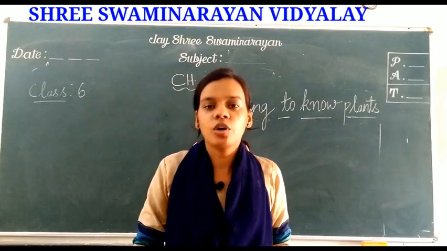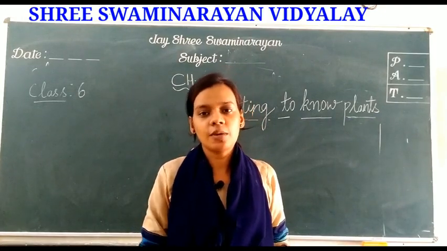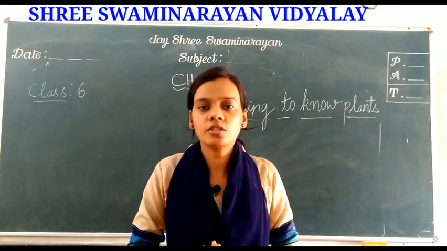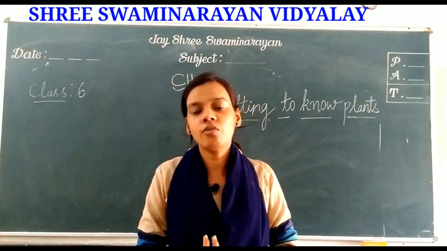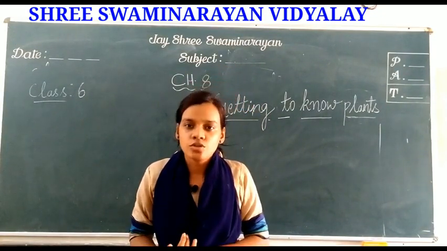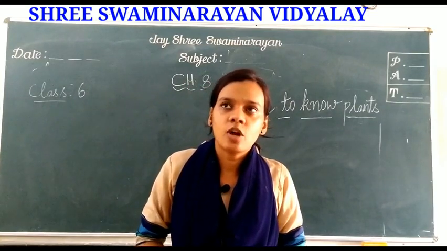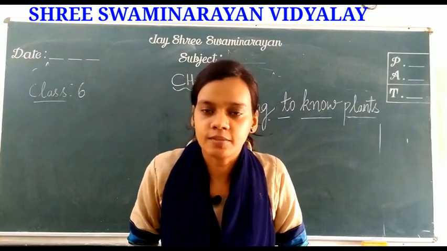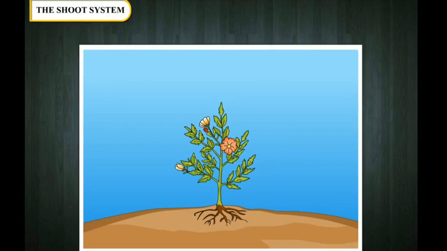In the video, you have observed that there are two types of root. What are the functions of root and modifications of root? So, we will move to our next topic, that is shoot system. Let's see a video. The shoot system grows above the soil. It consists of the stem, leaves, flowers and fruits.